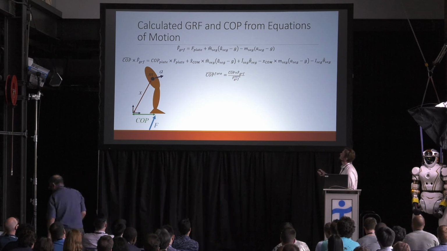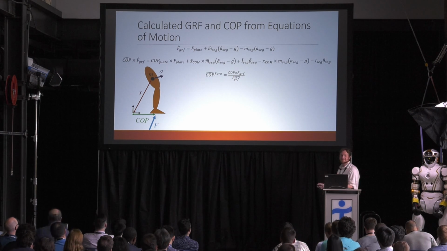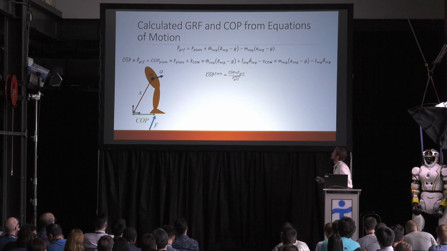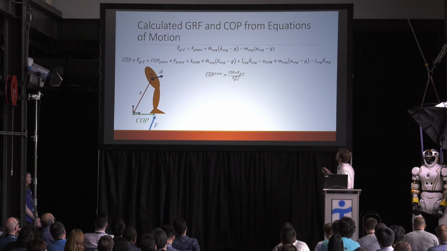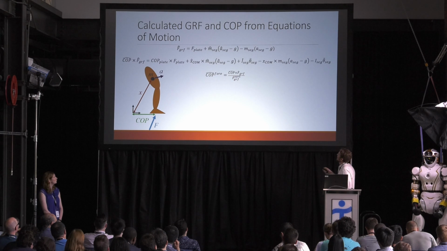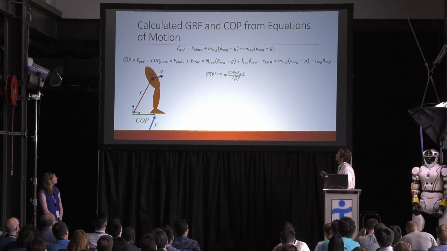So F plate is the proxy of the baseline condition, the sum of total linear momentum. These terms right here, if I add or subtract mass to a segment, add or subtract linear momentum to the system, and then I get a new estimate, F hat, of the GRF.